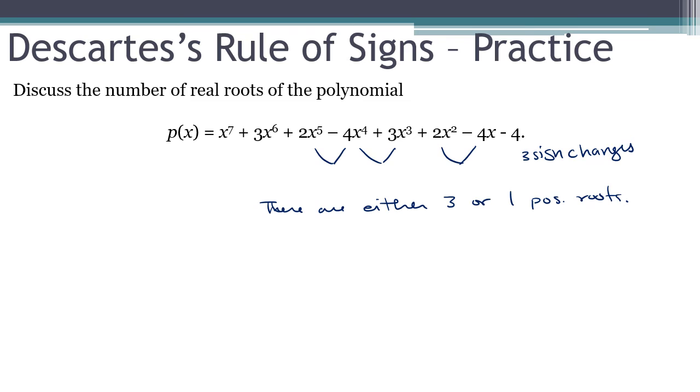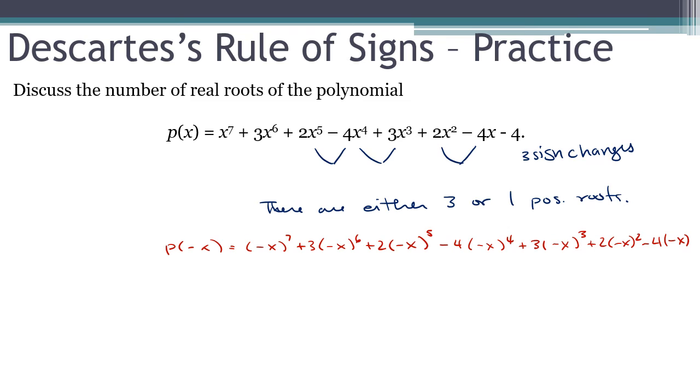Okay, now for the negative ones, I've got to look at P of negative x. That's negative x to the 7th plus 3 negative x to the 6th plus 2 negative x to the 5th. Whoops, got my parentheses out of place there. There we go. Minus 4 negative x to the 4th plus 3 negative x to the 3rd plus 2 negative x squared minus 4 negative x minus 4.